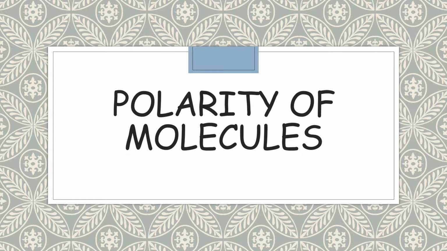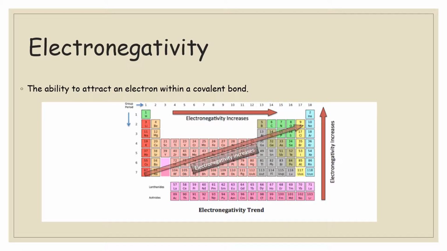Video we're going to be looking at polarity of molecules. Polarity is looking at the charge distribution in a molecule. Before we can start though, we need to revise what electronegativity is. So electronegativity is the ability of an atom to attract an electron within a covalent bond.